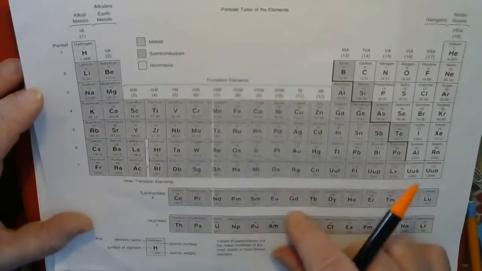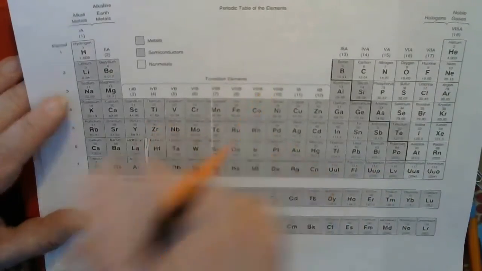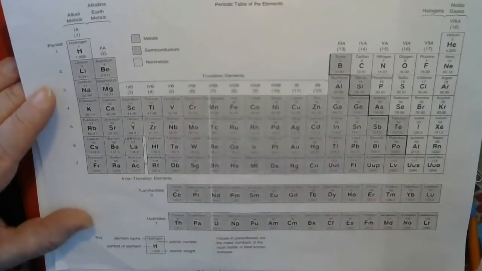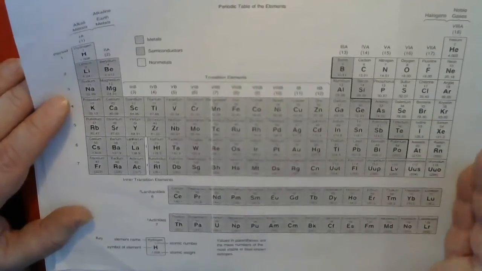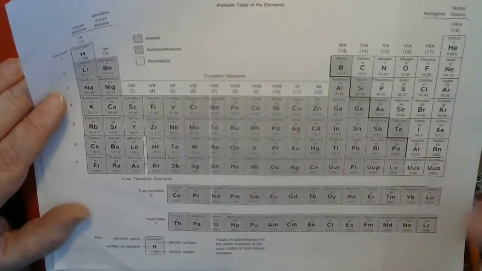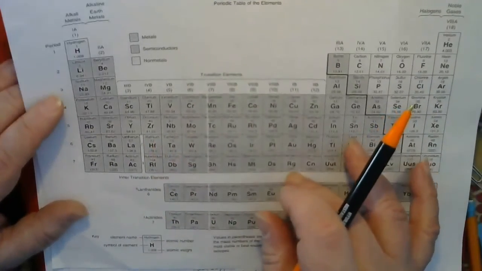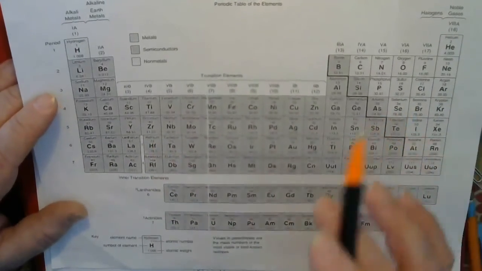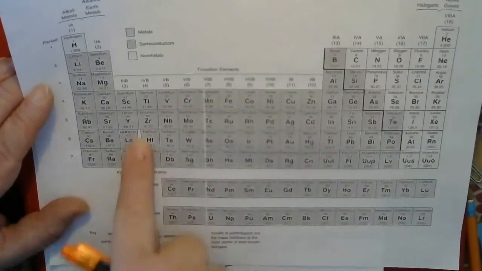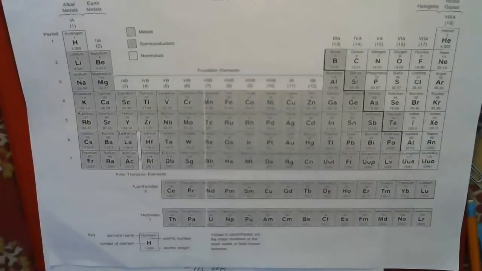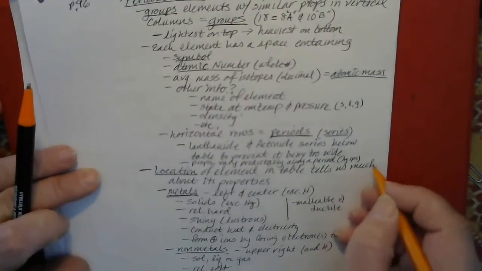The reason they take these two rows down below is because if you stuck them in there, the periodic table would be so wide that it wouldn't fit on one page. Or if you reduced it enough to fit on one page, it would be so small you couldn't read it. So for convenience, they just took these down here. If you Google periodic table on the internet, you can actually find versions of the periodic table that have these rows in where they belong. And yeah, it is really wide. So that's why they did that.